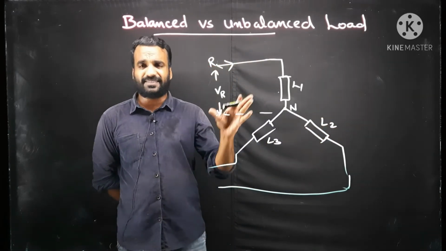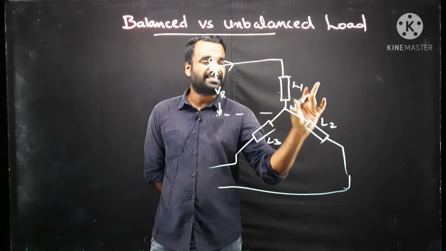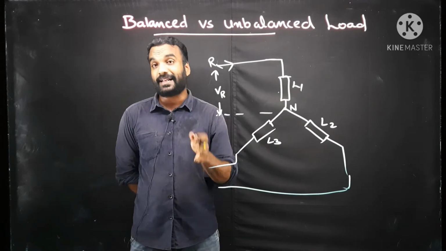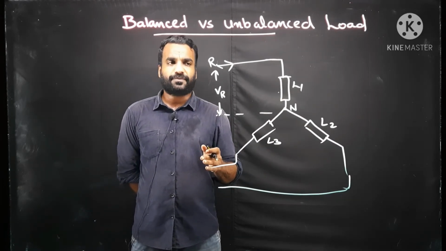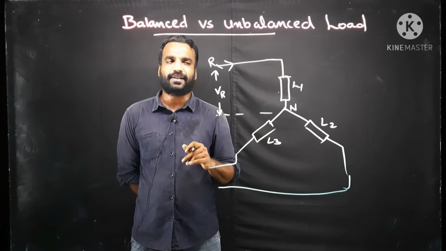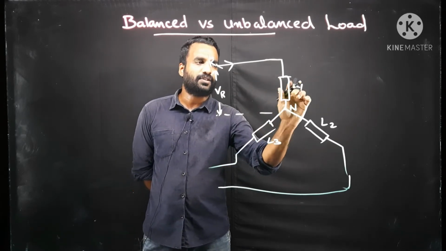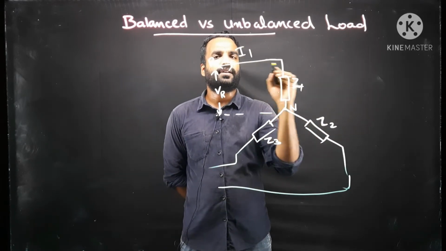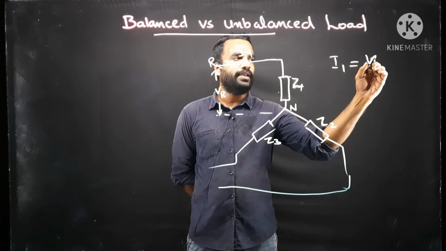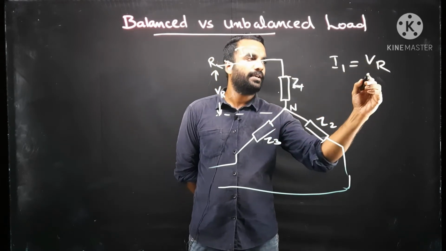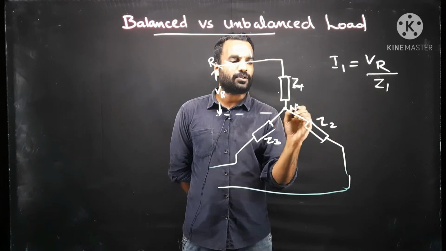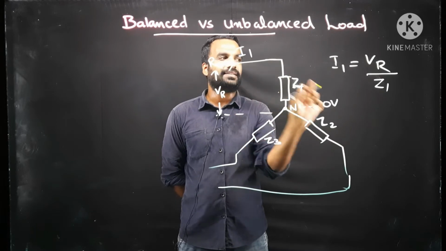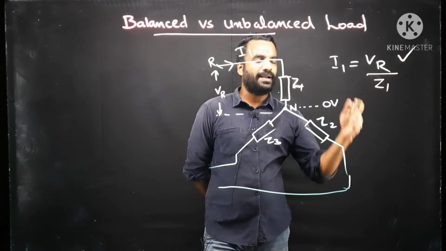Suppose this is a balanced load. The values of these three loads should be exactly the same, so that all three phases carry the same current. Suppose these are Z1, Z2 and Z3. Can you find I1? I1 will be VR by this impedance, because the neutral voltage is 0. So the potential difference is VR minus 0, so VR by Z1.